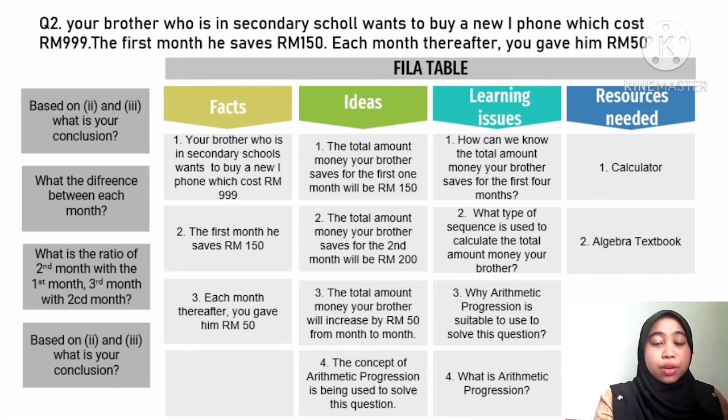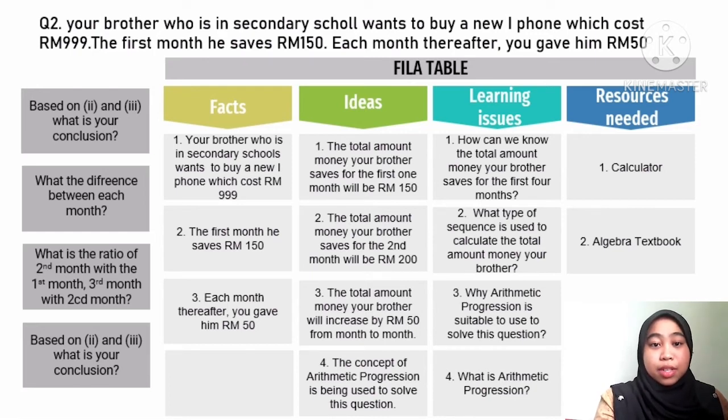The learning issues of the field table of question 2 are, first, how can we know the total amount of money your brother saved for the first 4 months? Second, what type of sequence is used to calculate the total amount of money of your brother? Third, why is arithmetic progression suitable to use to solve this question? Fourth, what is arithmetic progression?